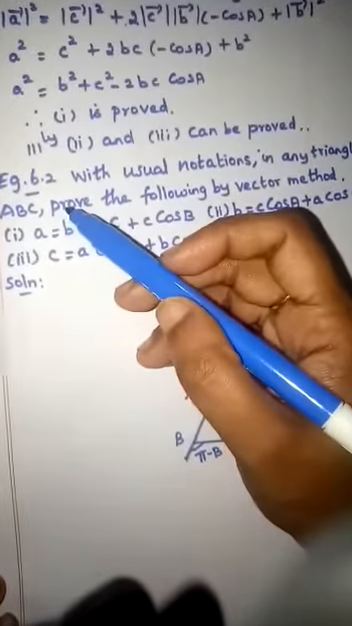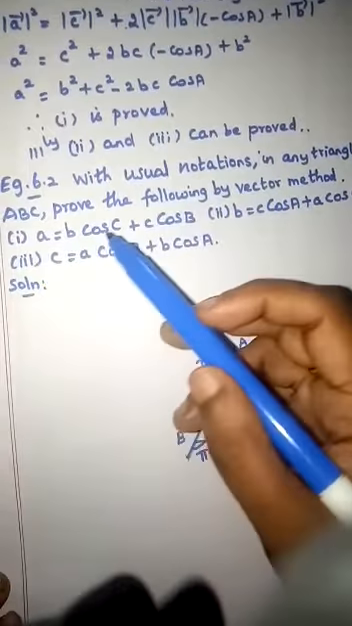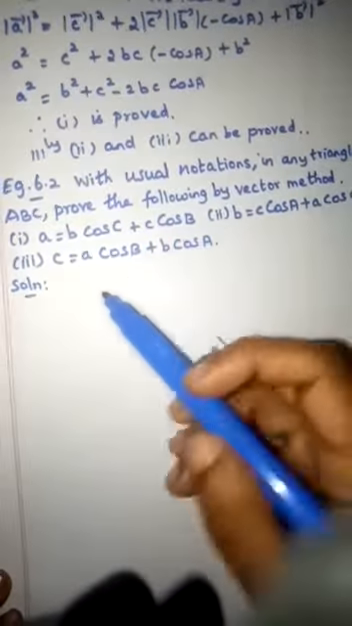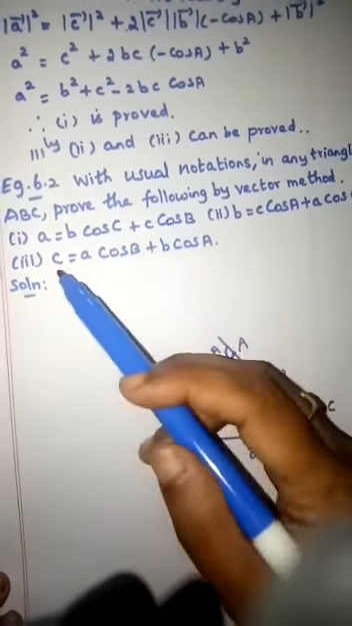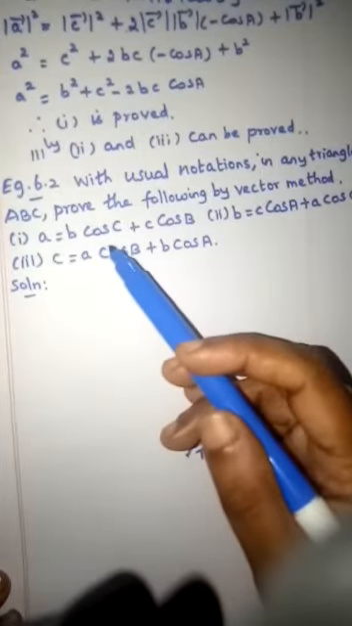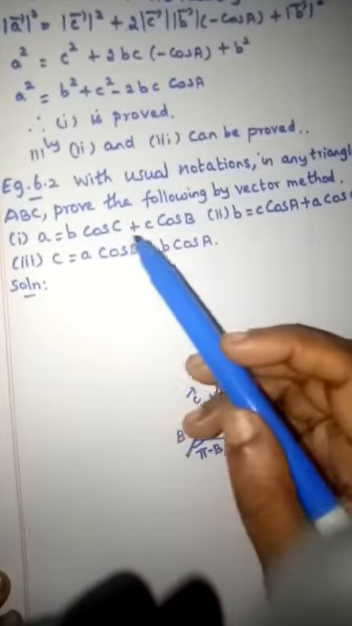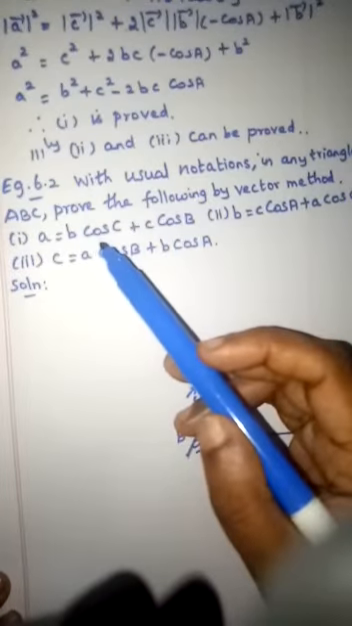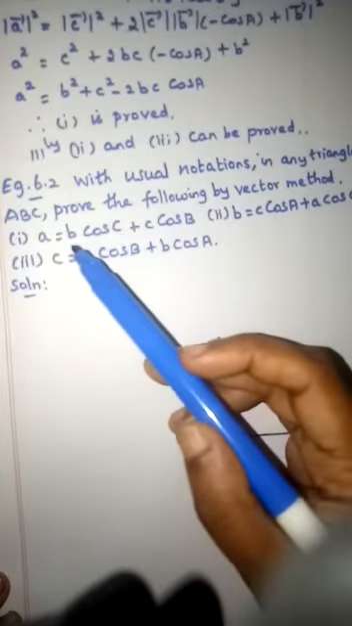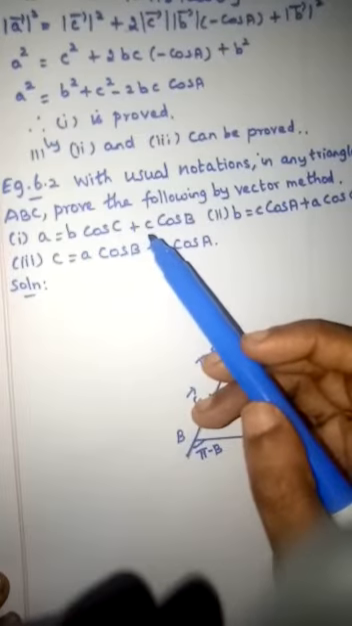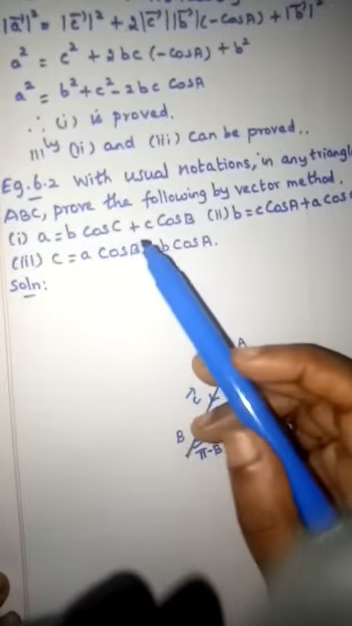Example 6.2. With usual notations in any triangle ABC, prove the following by vector method. First subdivision: a equals b cos C plus c cos B. Listen, we have a in the left hand side. In the right hand side, the other two values will come, b and c. So b cos C and c cos B. Along with the trigonometric functions, capital letters only we will get. These are angles. Then here we will get small letters, these are sides. So a equals b cos C plus c cos B.